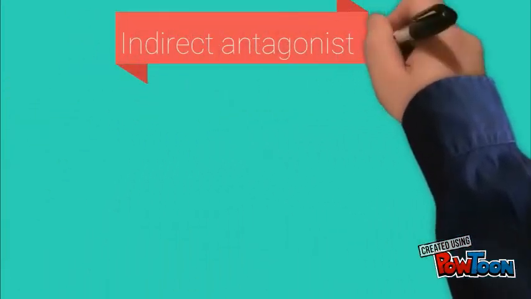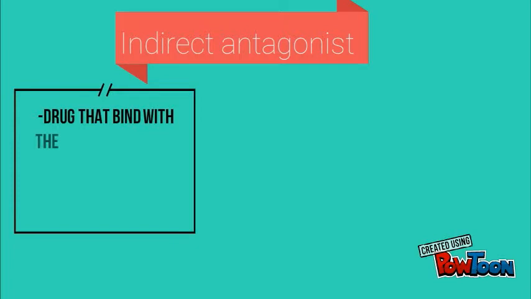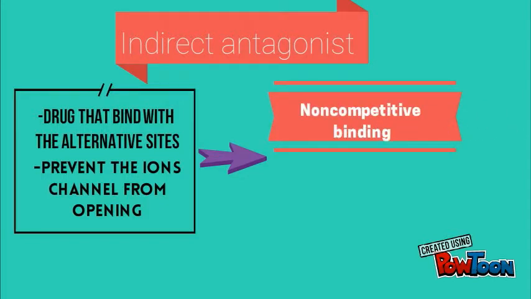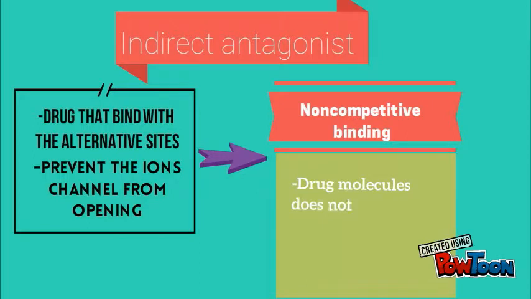The last one is indirect antagonist. It is a drug that binds with the alternative sites and prevents the ion channel from opening. It is also referred to as non-competitive binding because the drug molecules do not compete with the neurotransmitter.